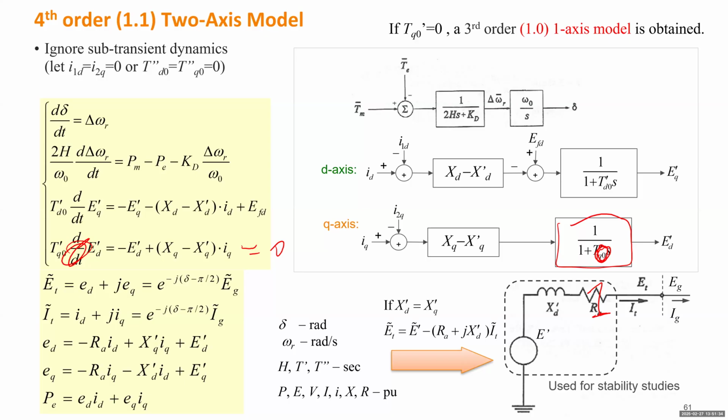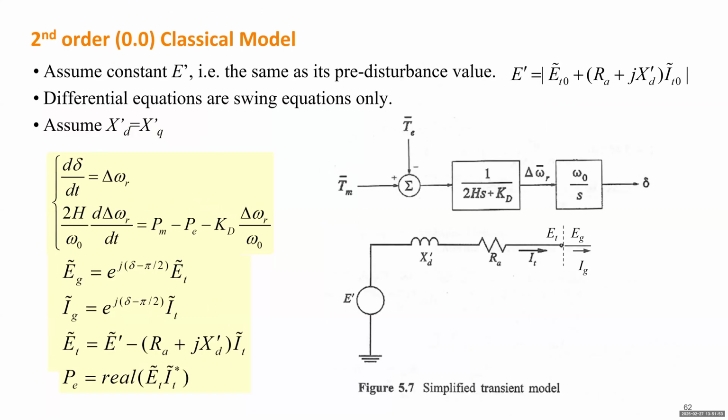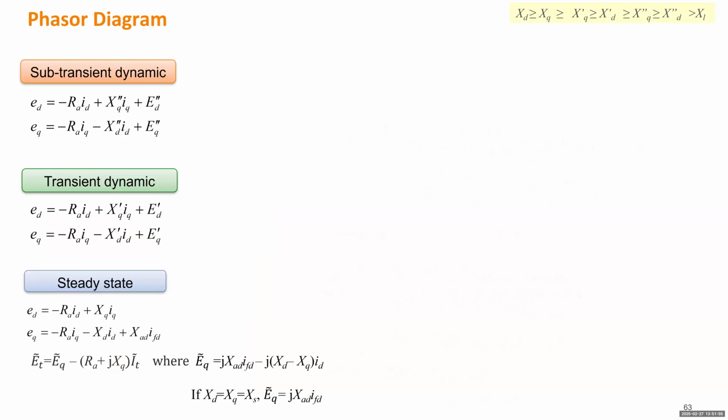So for this model, you have internal voltage, which is the E single prime. Okay, so I will go through some signal readings and some resistance and to the terminal. Okay, next slide, I'm going to draw a phasor diagram based on all the three set of equations.